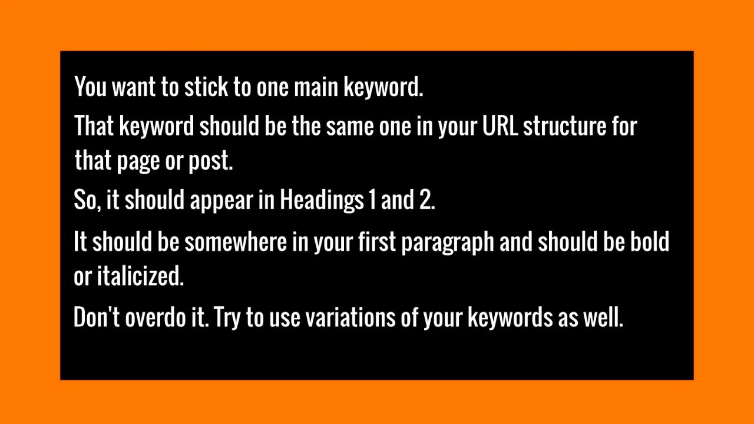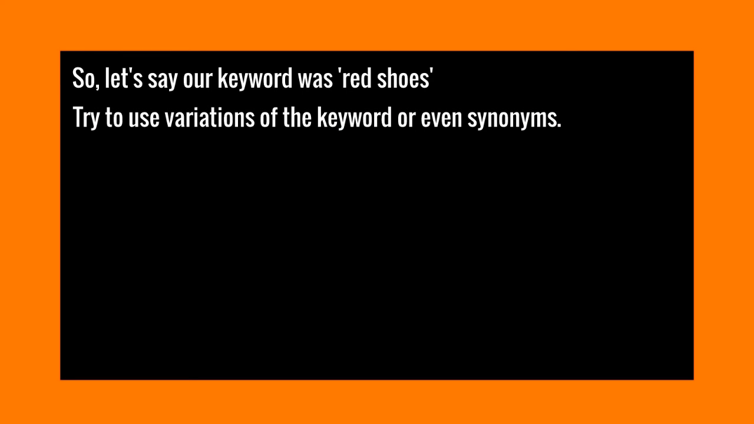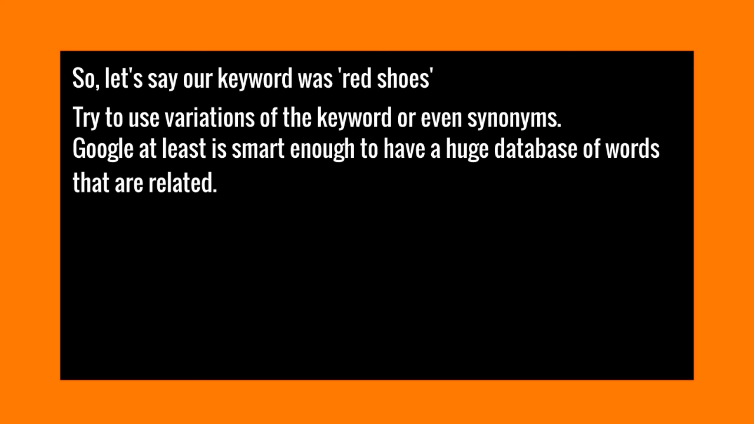You got to remember, you're writing first and foremost for the human being first. So when you put it in your text, you got to make sure that it is going to make sense to the human being. And you want to try to use variations of your keywords as well. So let's say, for example, let's use the example that we talked about earlier in the URL structure video, which was red shoes. So you want to try to use variations of the keyword or even synonyms. So Google at least is smart enough. They have this huge database of words that are related.